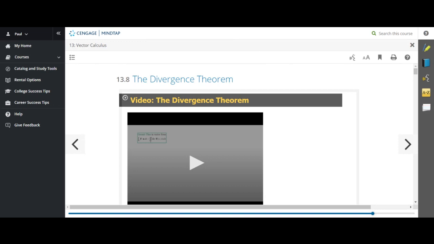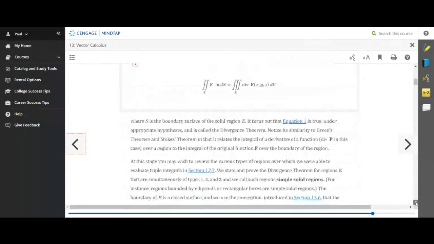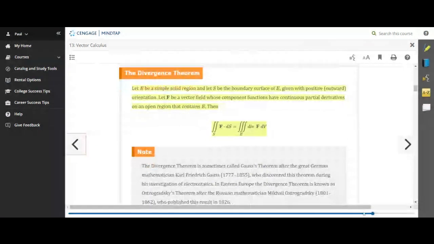Well, the divergence theorem allows us to compute the flux if the surface we're talking about is a closed surface. So let me show you the theorem. Let me go down here. This is called the divergence theorem.